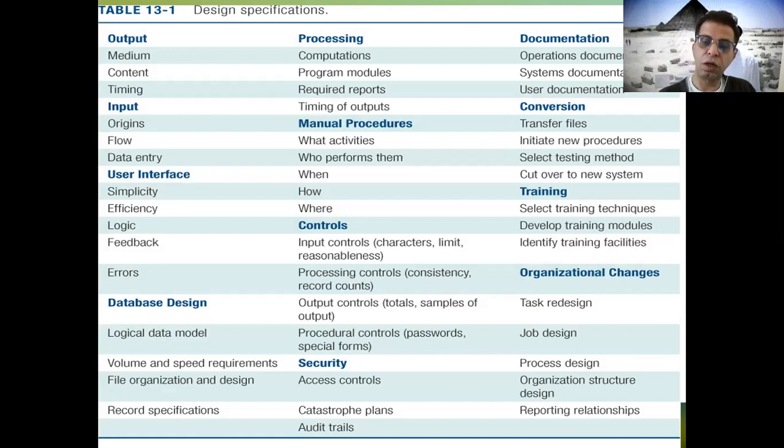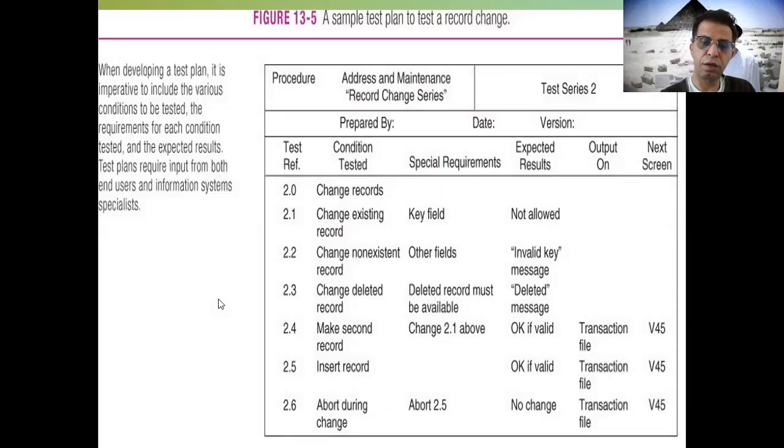And when you are handling the new system, then you look at the training: select the training technique, how you're going to train, whether online or hands-on, develop the training modules, and identify training facilities, like the place where you're going to train and the tools that are needed. Then you have what you could call organizational changes, the task of redesign. Maybe you need to do some job design, maybe a process design, and organization structure design could be done there, with reporting to different people and reporting relationships, as I said.